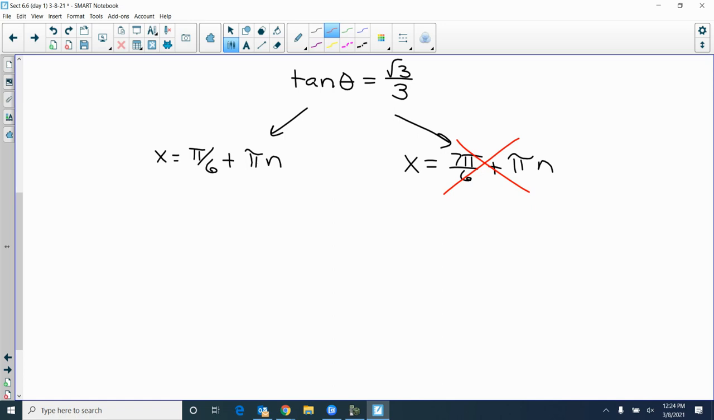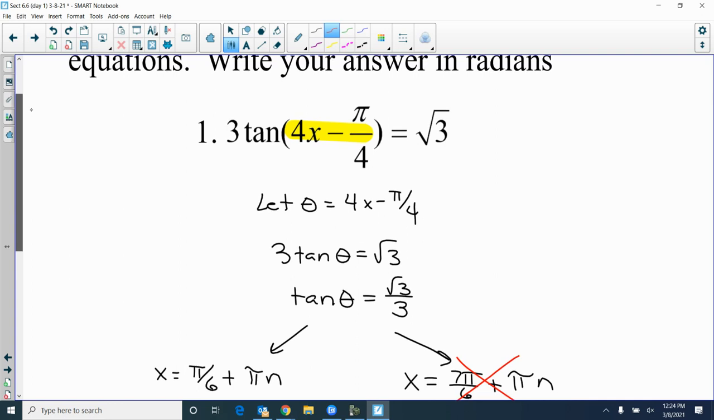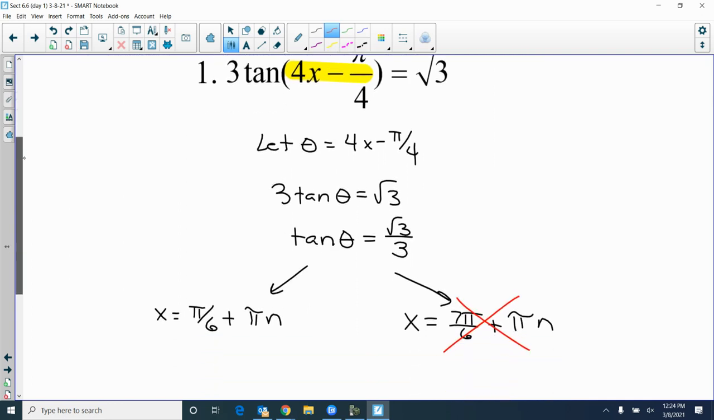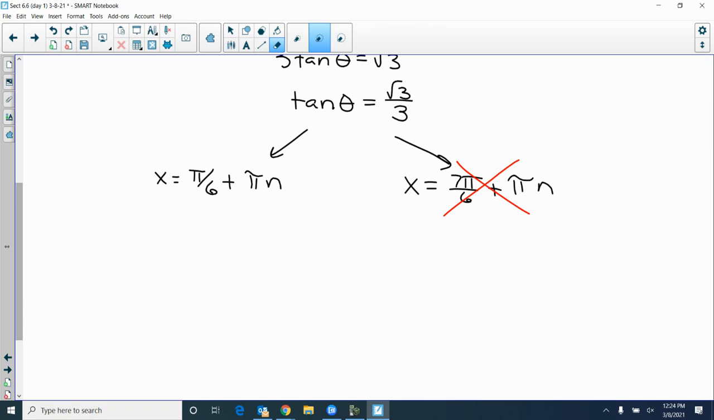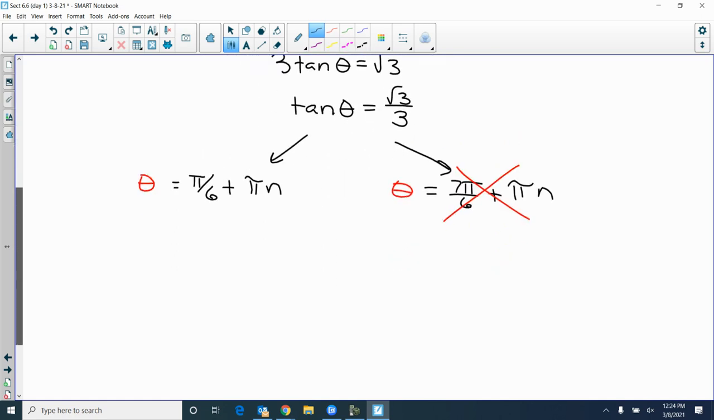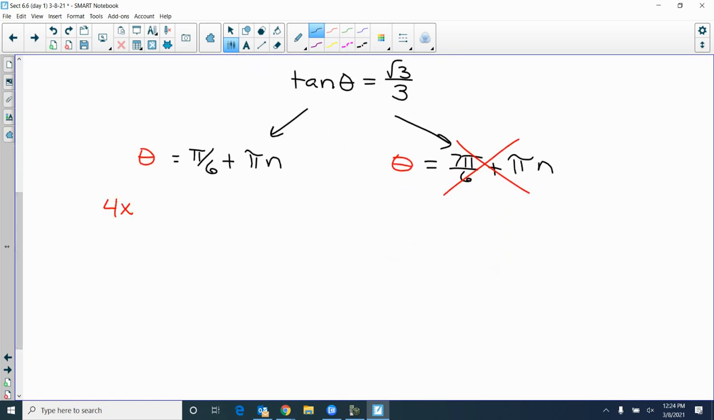All right, now I'm not done because what did we let theta equal? 4x minus pi over 4? Oh, that should be theta, not x. You guys are probably looking at me funny because of that. That should be theta. Sorry about that. All right, so now take out the theta and we put in 4x minus pi over 4 equals pi over 6 plus pi n. All right, we still got to get the x by itself.